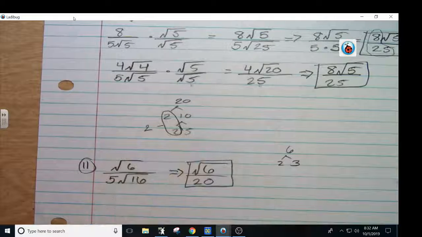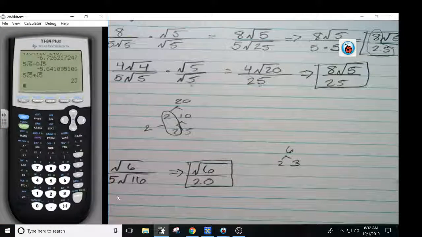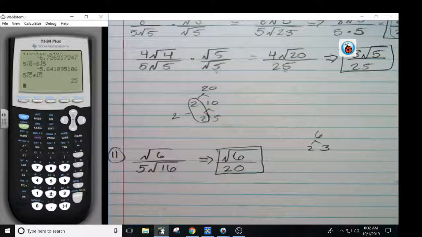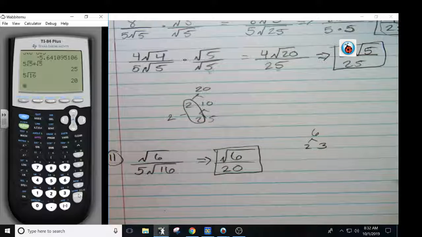And another thing too, if you're not that good with it, put your denominator in your calculator. If you're not sure, it'll save you a ton of work. And plus, it's more likely to be right if you clean it up at first. Say if you didn't know, you say I'm going to see what 5 times the square root of 16 is. Press enter. There's your 20. That will go right here. So you can always check it in the calculator and see if it's a perfect square.